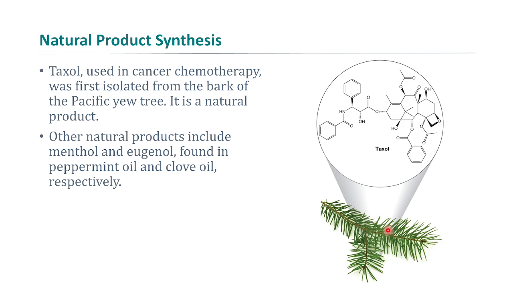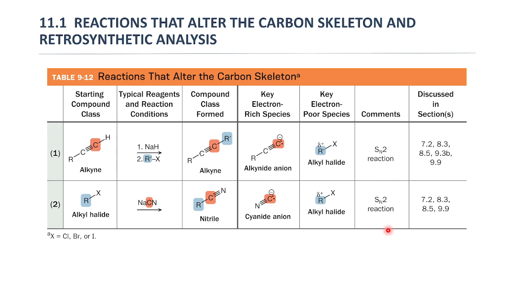Other natural products can include things like menthol, eugenol, vanillin, of course. We have menthol and eugenol that are found in peppermint oil and clove oil, respectively. Eugenol, clove oil; menthol, peppermint oil. Menthol's typically what you would associate with that minty smell and flavor, though there's other notes to peppermint than just the menthol.